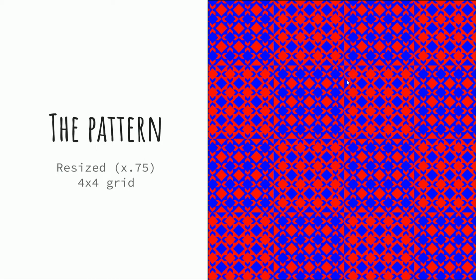And then here is the output of my pattern. I resized it to 0.75 simply so that I could capture the image better. Otherwise it would be larger than the screen real estate and cause scroll bars to appear, and that was not desired. And it is a 4x4 grid. You can see that each pattern is repeating over and over again, and it's like a checkerboard.